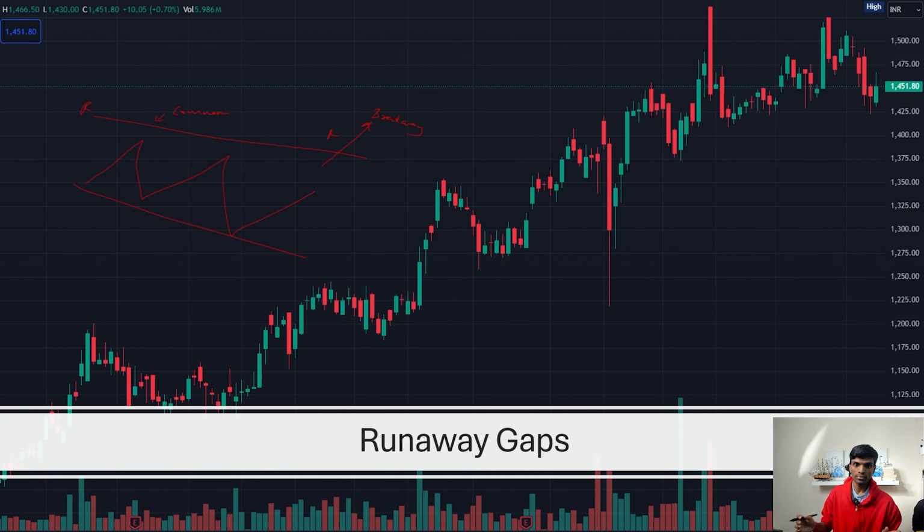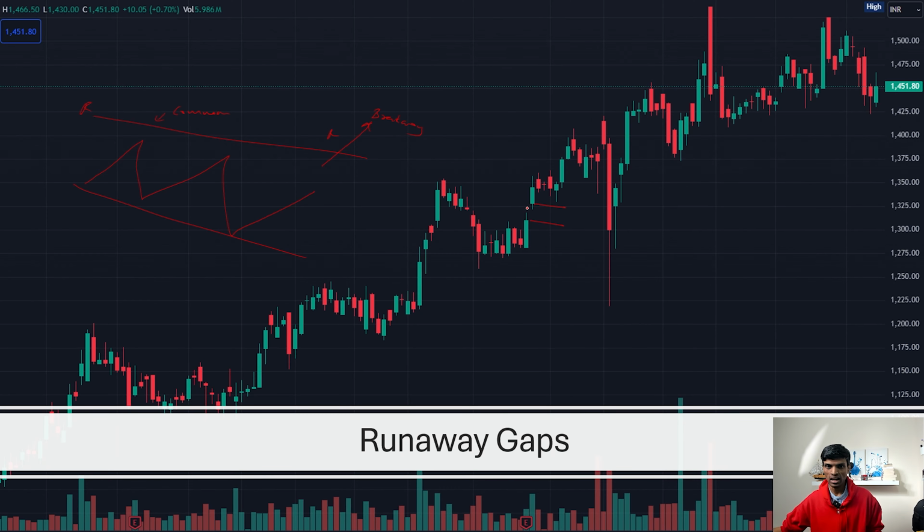So the runway gap is basically the third phase, wherein it gives you a confirmation about the continuation of the trend. If you notice over here, there is a small gap. This happens most of the time in the middle of a continuation of the trend. So this gap gives you a confirmation that the trend which is already going will continue. This is where traders take the chance and buy the stock, or place the order.